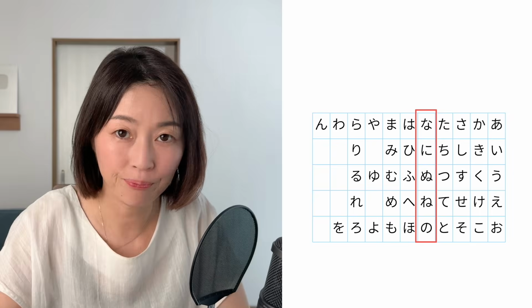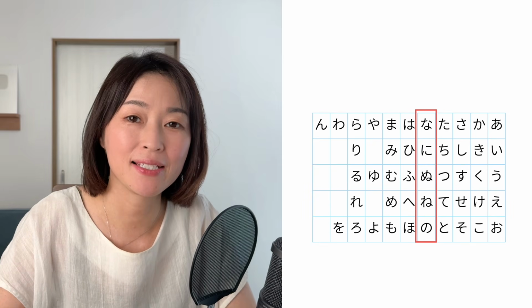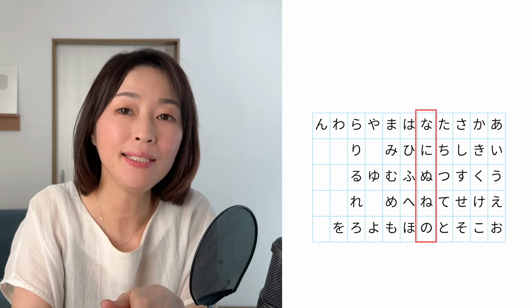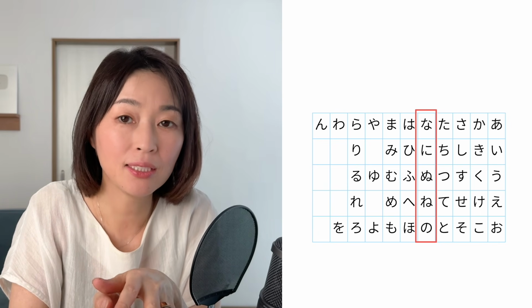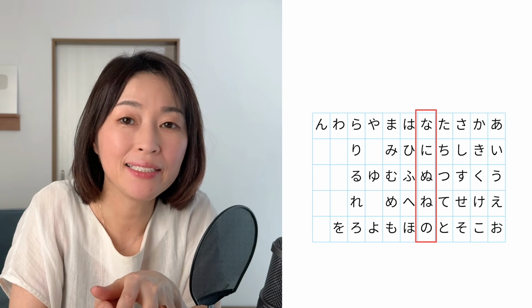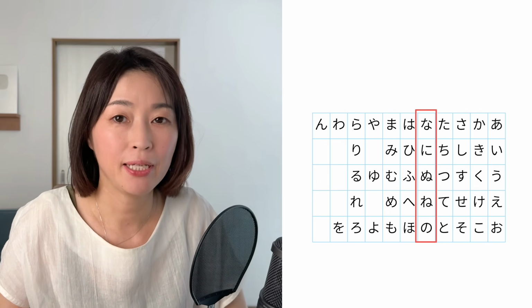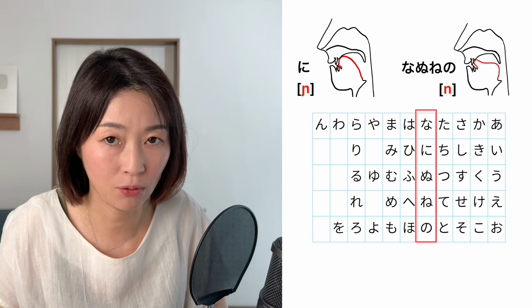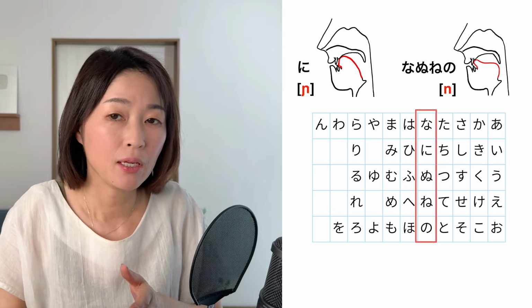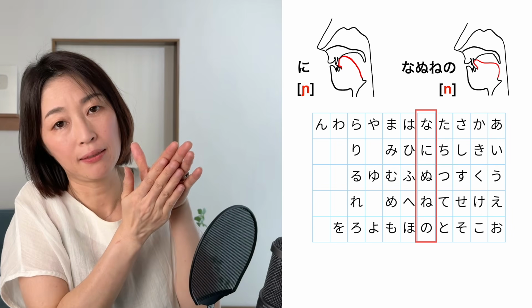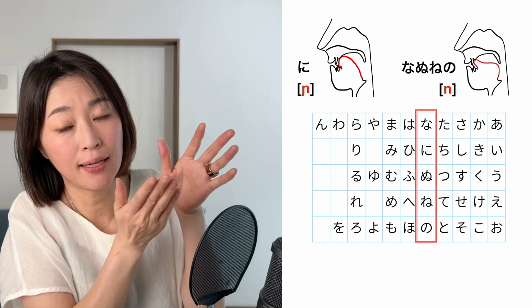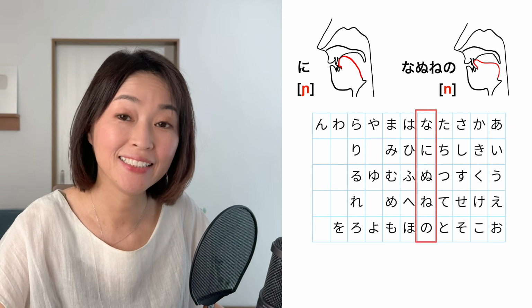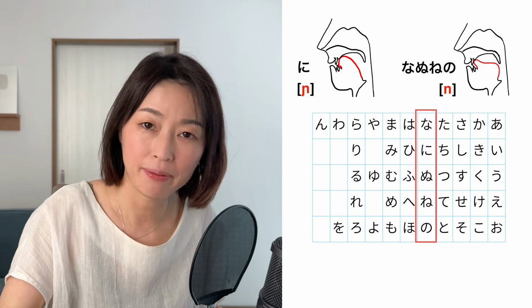Next, なにぬねの. The consonant is the same as the English n sound, except for ni. Ni is a little bit different. It's not ni, but ni, ni, ni. The placement of your tongue is like this, and this one is that of なぬねの. So when you say ni, not only the tip of your tongue, but the wider part of your tongue is placed on the roof of your mouth. Ni, ni, ni. Please repeat after me.